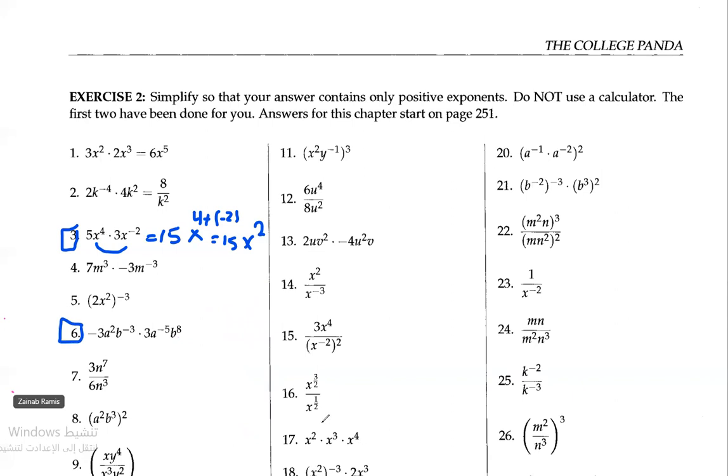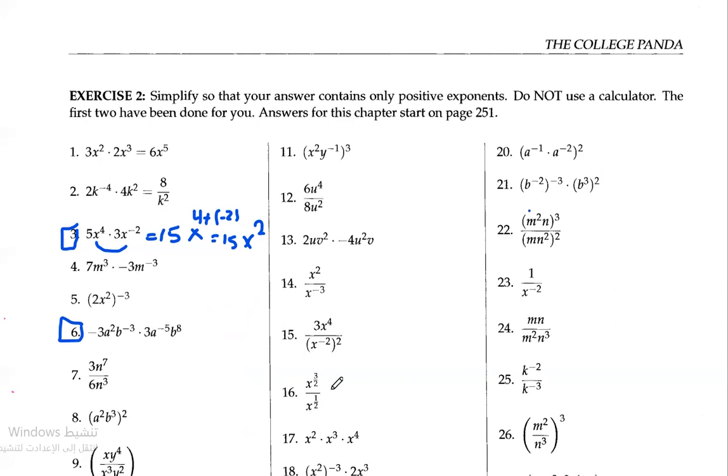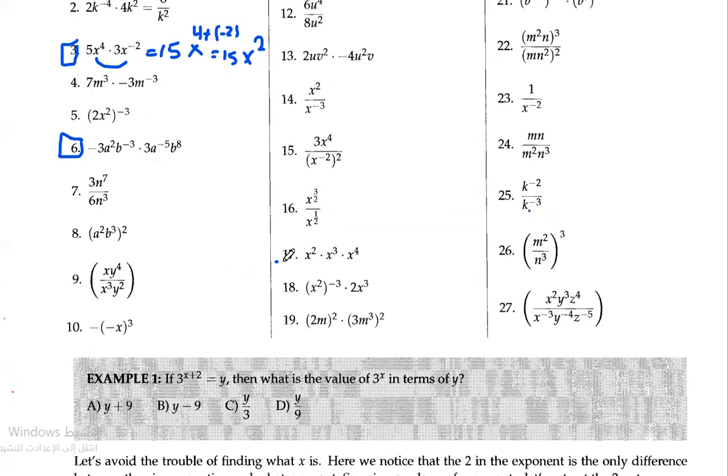Okay, can you solve number 17, Zainab? All right, let's try. x squared multiplied by x cubed multiplied by x to the power 4. Since it's all multiplication, we said we're going to add all the exponents. So 4 plus 3 is 7, 7 plus 2 is 9, x to the power 9. Perfect. Okay, what about 27, the last one?